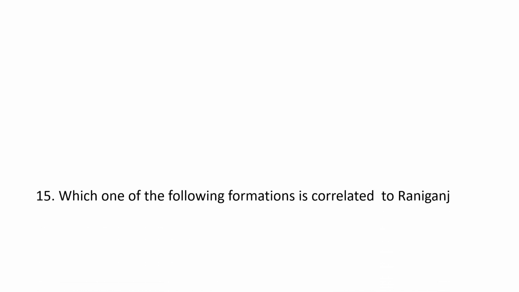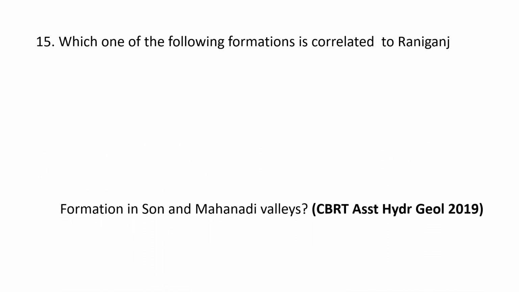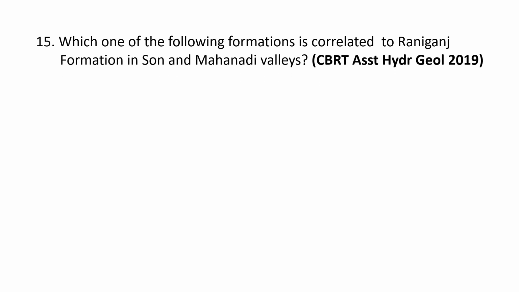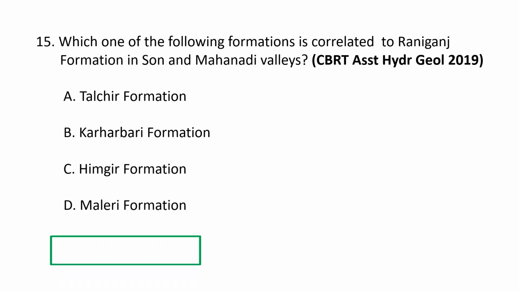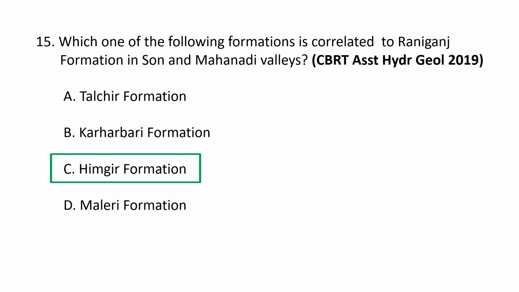Next question. Which of the following formations is correlated to Raniganj formation in Son and Mahanadi valleys? The options are A. Talcher formation, B. Karharbari formation, C. Himgir formation, and D. Maleri formation. So the correct option is C. Himgir formation. This is correlated to the Raniganj formation in Son and Mahanadi valleys of the Gondwana system.